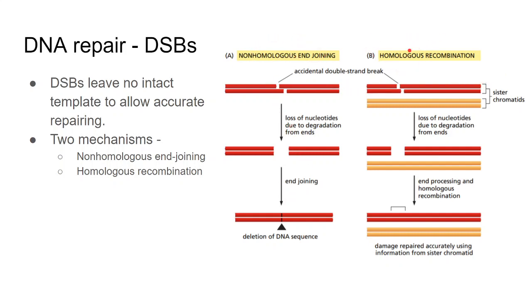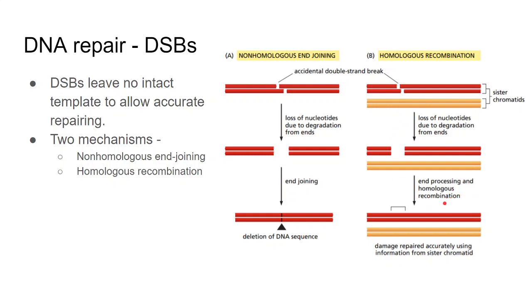Homologous recombination, on the other hand, occurs right before cell division. So if you remember, in mitosis, you have a sister chromatid formation because of DNA replication. And if you have a double-stranded break on one of the sister chromatids, the other sister chromatid could be used to repair this region. And how this occurs is due to homologous recombination.